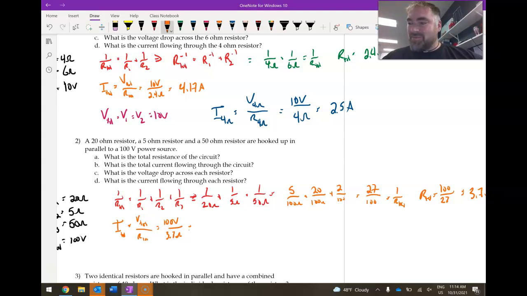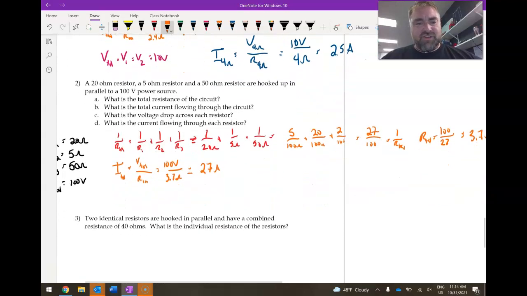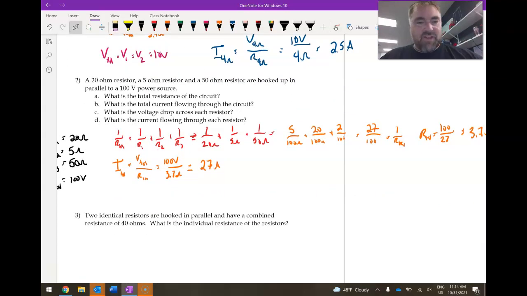So 100 over 3.7, and so that's going to give me 27 amps. Okay, you may have rounded that. I might have rounded that just a touch, but it was because it wasn't exactly 3.7. But it's going to give me very close to 27 amps. Voltage drop across each resistor. Again, that one's easy because V total equals V1 equals V2 equals V3. So in this case, it's all going to be 100 volts.